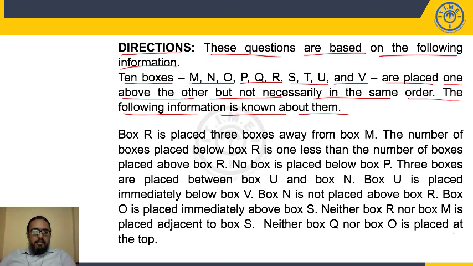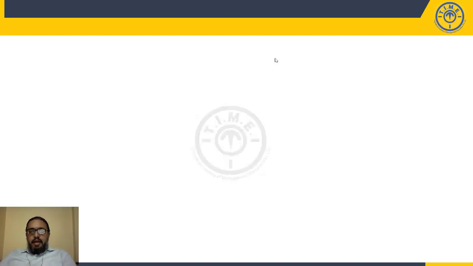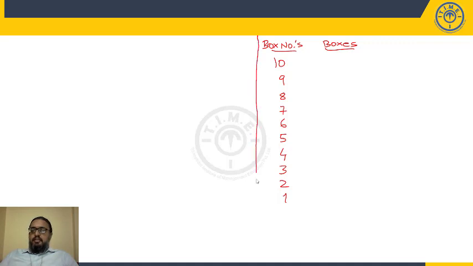Okay. So we have 10, 9, 8, 7, 6, 5, 4, 3, 2 and 1. This is how you place the boxes, box numbers, correct? Because first box is always at the bottom, then you place one above the other. So these are your box numbers. And then we are going to fix the boxes based on the given conditions.